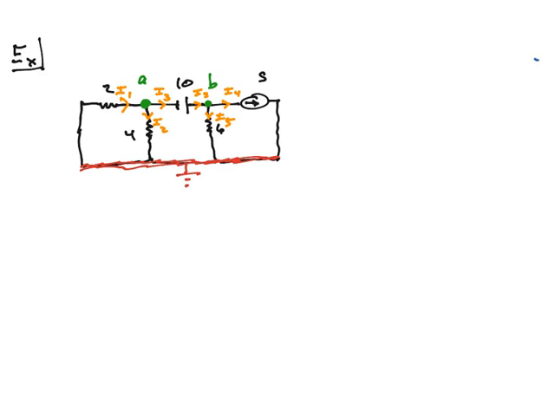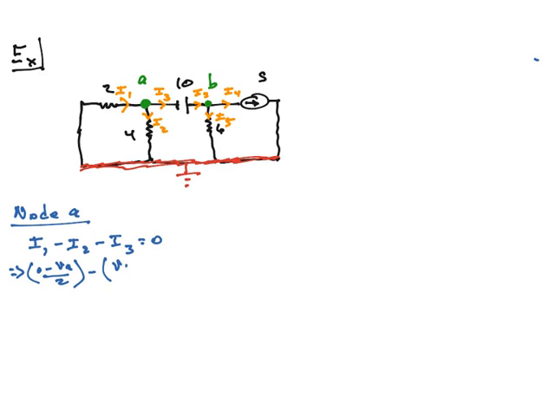Let's look at node A. What do we have? We have I1 coming in, minus I2 going out, minus I3 going out is equal to 0. All right, what is I1? Okay, well, there's a current going from the ground to A, so 0 minus VA divided by the resistor, which is 2. I2, there's a current going from A down to the ground, so it's VA minus 0 over the 4.